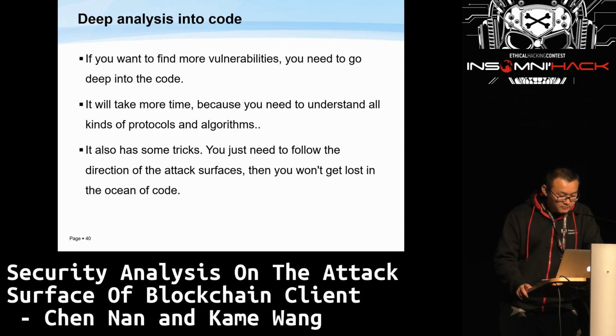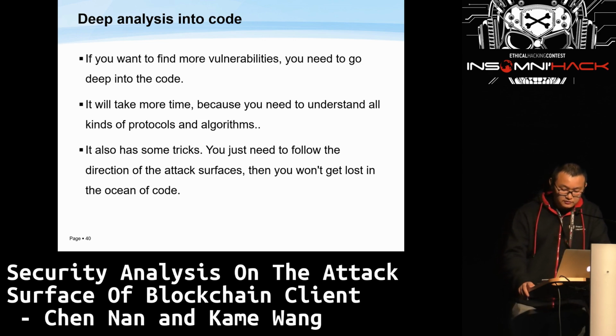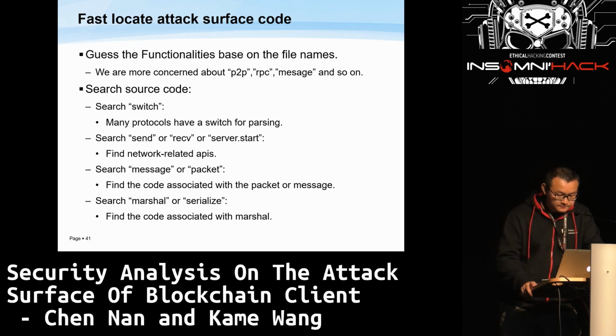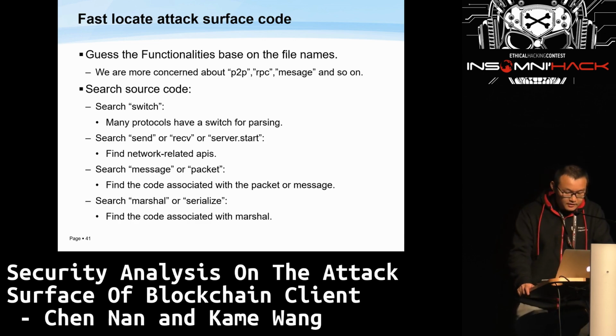If you want to find more vulnerabilities, you need to go deep into the code. It will take more time because you need to understand all kinds of protocols and algorithms. It also has some tricks. You just need to follow the direction of the attack surface. Then you won't get lost in the ocean of code. How to locate the attack surface? Of course, it's certainly possible to read the entire code. However, this is time-consuming. Here, I will give you some quick ways to locate it.